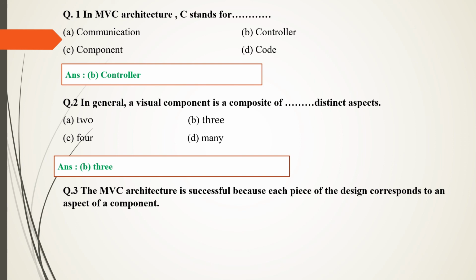And the last question: the MVC architecture is successful because each piece of the design corresponds to an aspect of the component. This statement is true. The answer to this question is true.